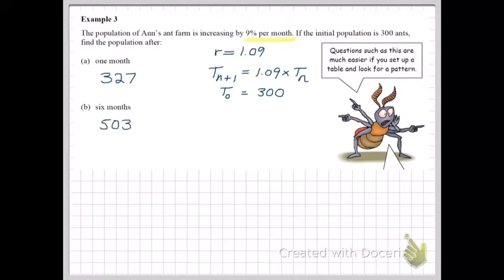You can always do a simple calculation to check that you're right if you are relying on your ClassPad. 1.09 times 300 equals 327, which is very easy to find.